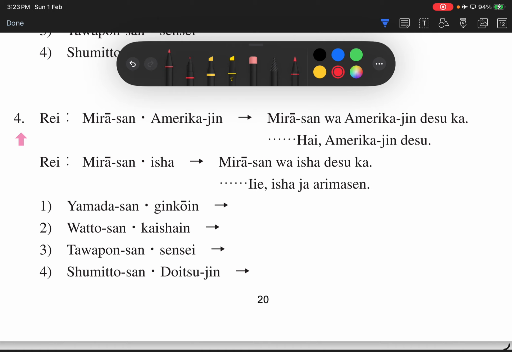Number 2, Wato さんは会社員ですか? So I didn't know. So look at the picture again. いいえ、会社員じゃありません。 Thank you. 会社員じゃありません. Right, ありません.